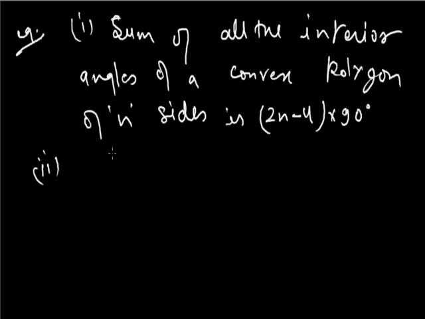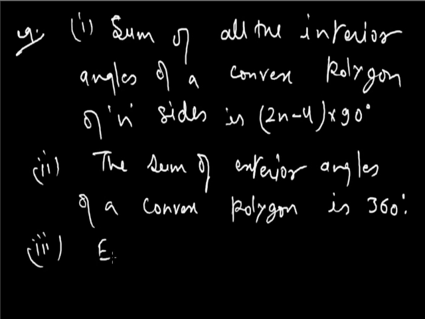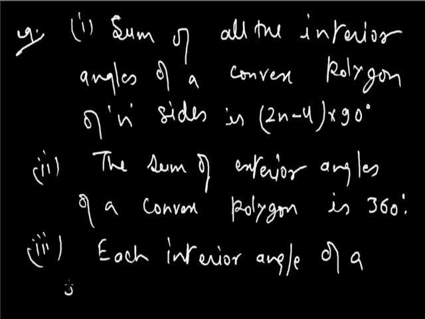The second point is that the sum of exterior angles of a convex polygon is 360 degrees, or 4 right angles. The third point is the measure of each interior angle of a regular polygon of n sides.